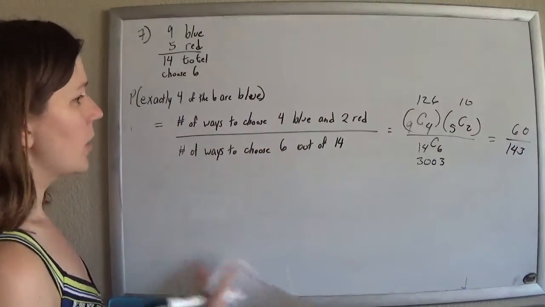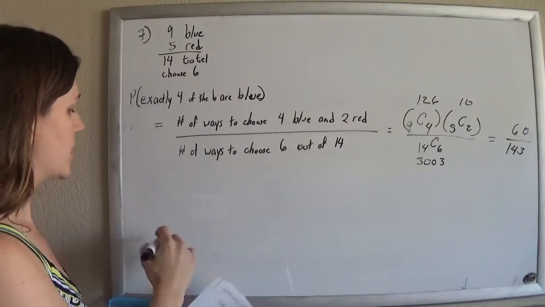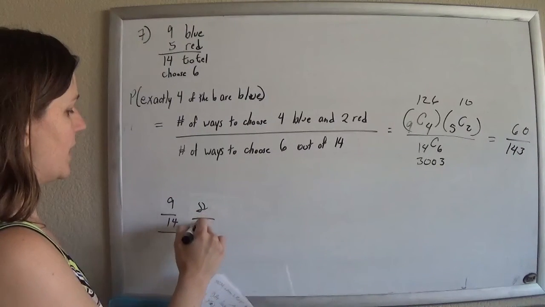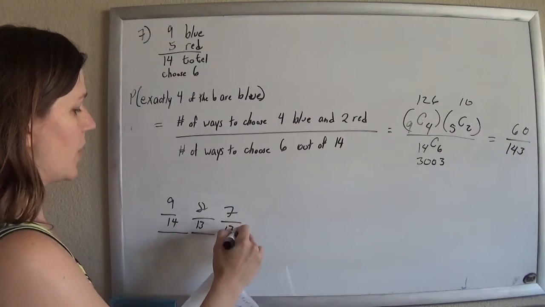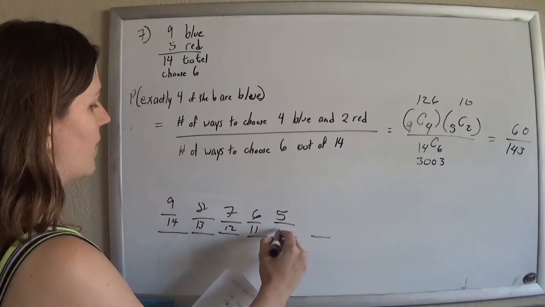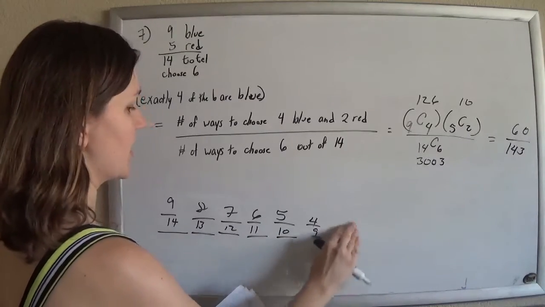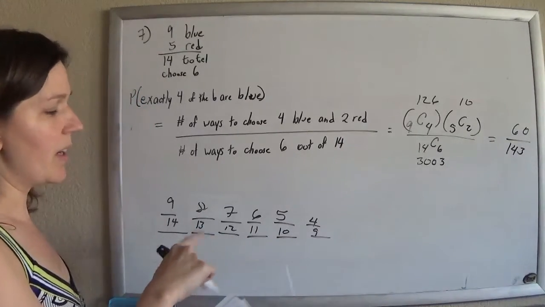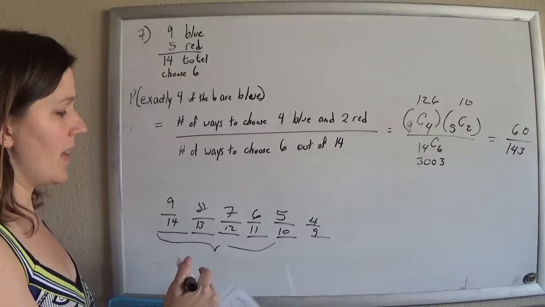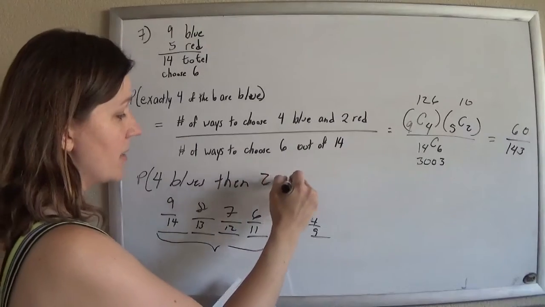Now, notice this one didn't have to be done this way, but this is definitely the cleanest way to do this. You could have done something like 9 over 14, that's a blue, and then 8 over 13, another blue, and 7 over 12, another blue, and then 6 over 11, another blue, and then the reds. This is how, when you're first learning probability, like in elementary school books, they say the probability of getting 4 blues, then 2 reds.